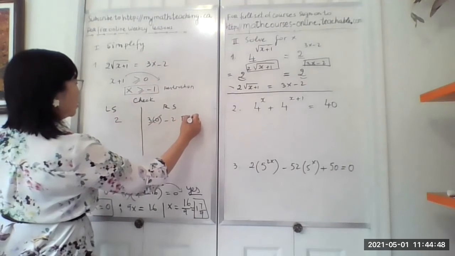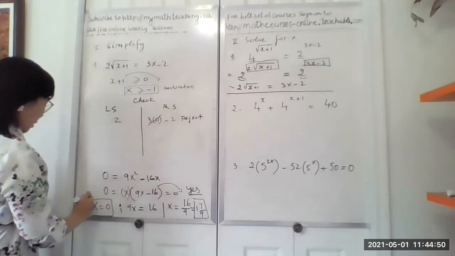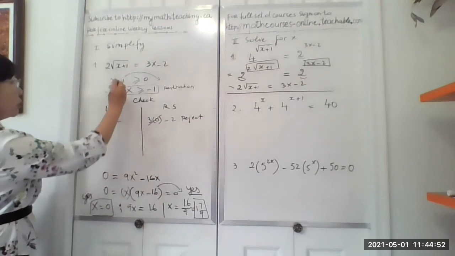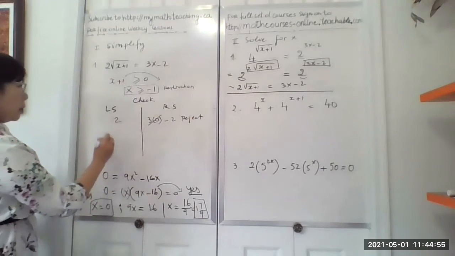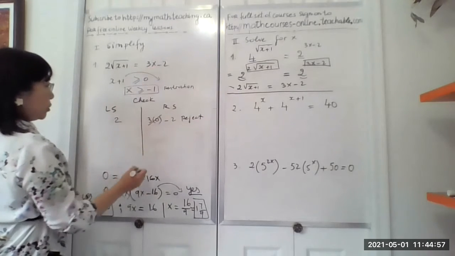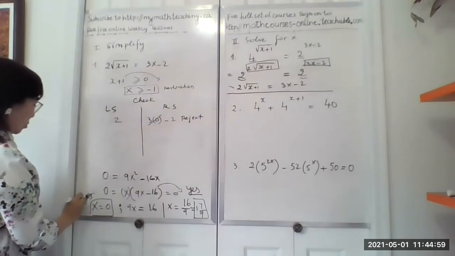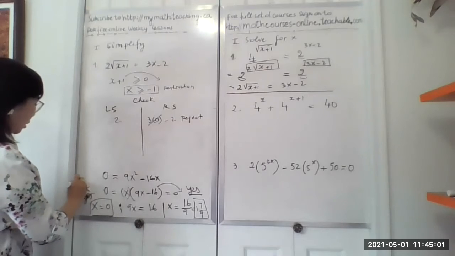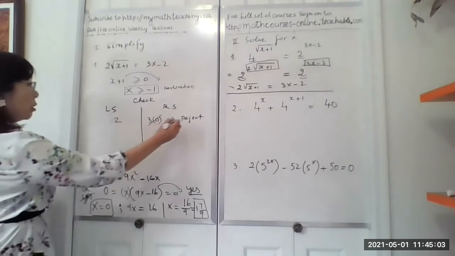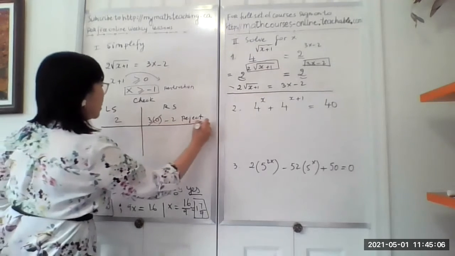How can 2 equal minus 2? So we say recheck. We thought this number was okay when we checked the condition, but it turned out that if we check it in the equation, it doesn't work. So we say not okay. That is the first check.